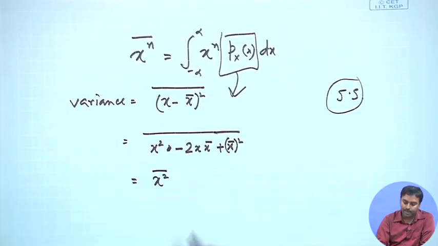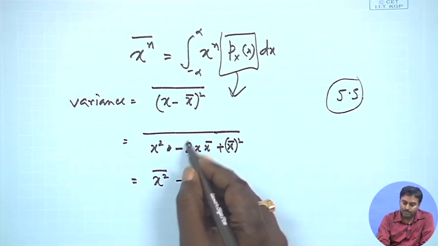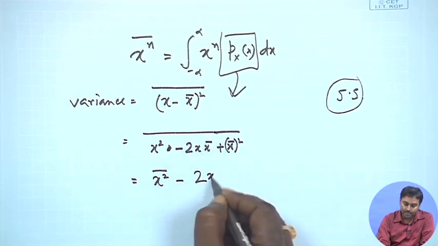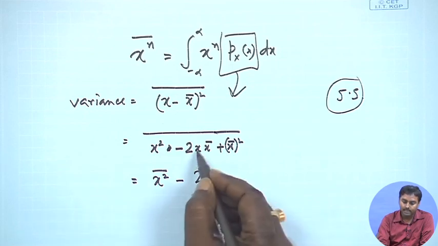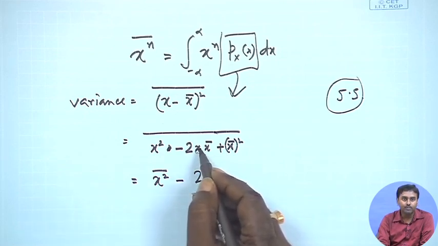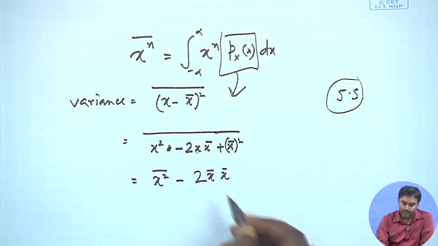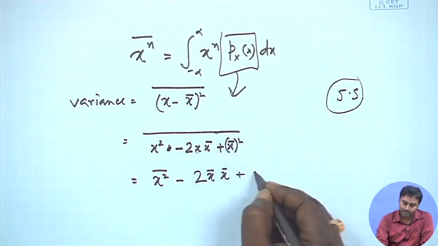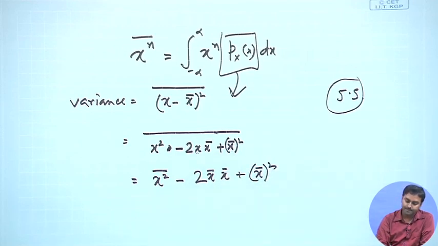Now this averaging, suppose it has an associated PDF, it is just an integration, right. So, integration with addition and subtraction will be distributed. So, I can write this as x square bar minus 2, this 2 is a constant, x bar is a constant. So, that will come out from the integration, and it will be just integration of x into p(x), so that should be another x bar. Plus this is constant, so it must be x bar square, right.